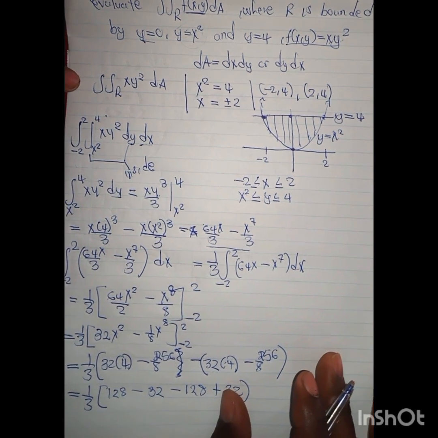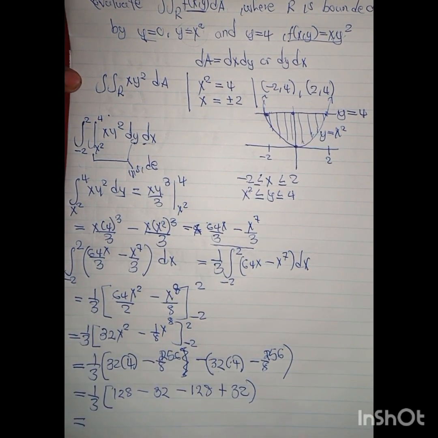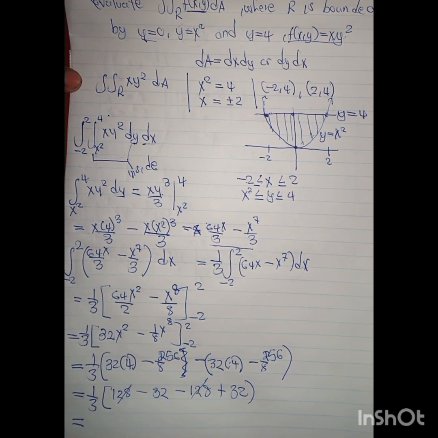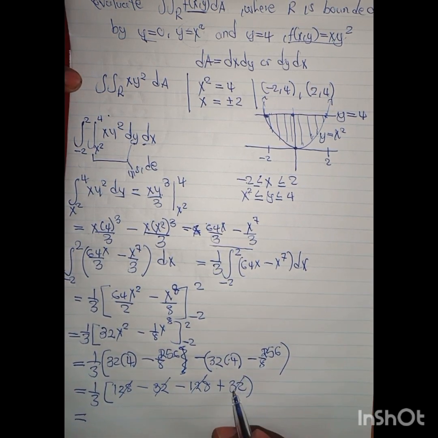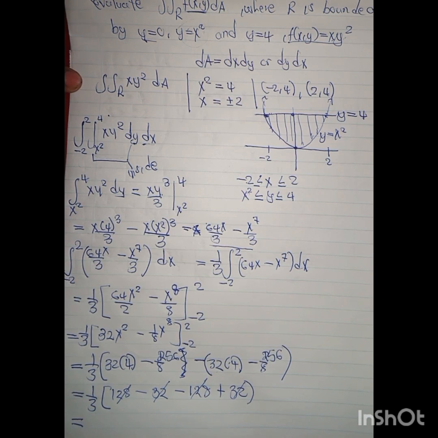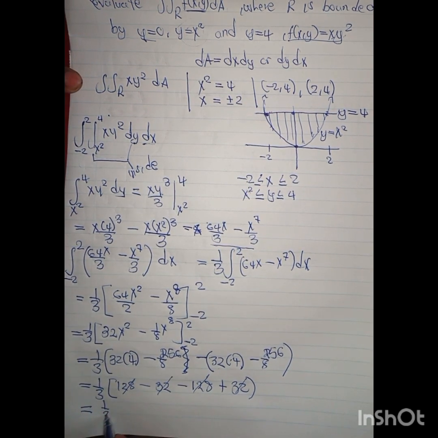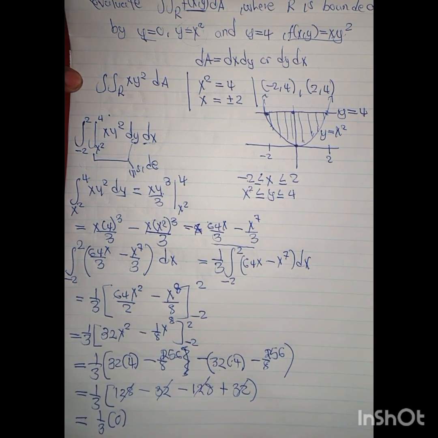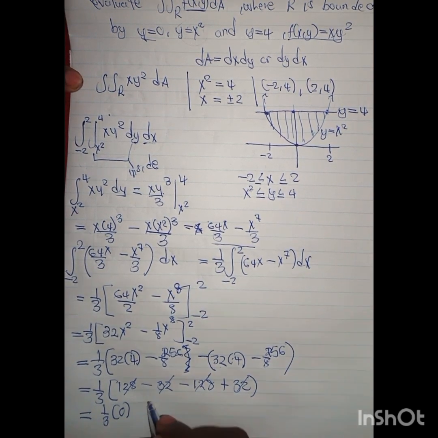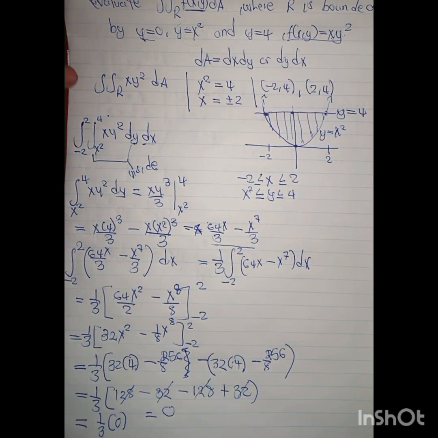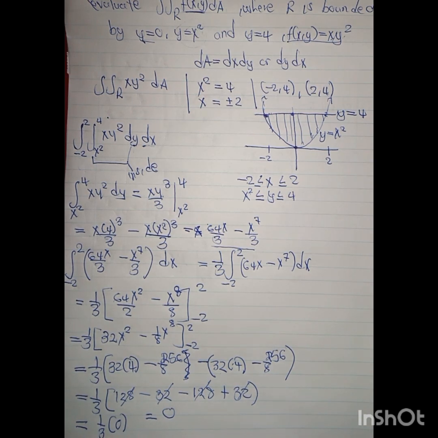Alright, so now let us check the problem. We have 128 minus 128. We have minus 32 multiplied by positive 32, which gives us a 0. So what is remaining inside the bracket is a 0. And then what is 1 over 3 multiplied by 0? The answer that we get is a 0. So this is the complete solution of what we had to evaluate.